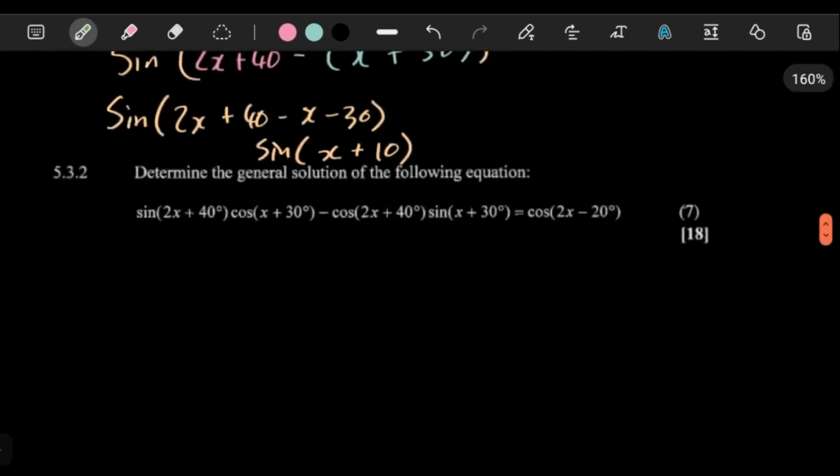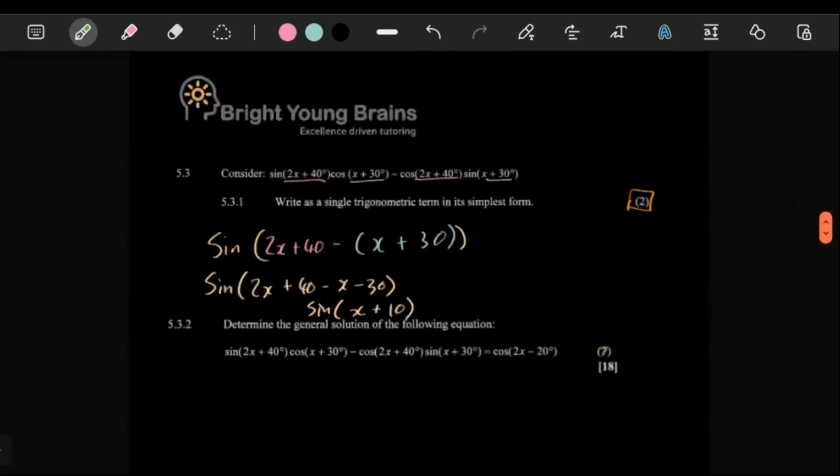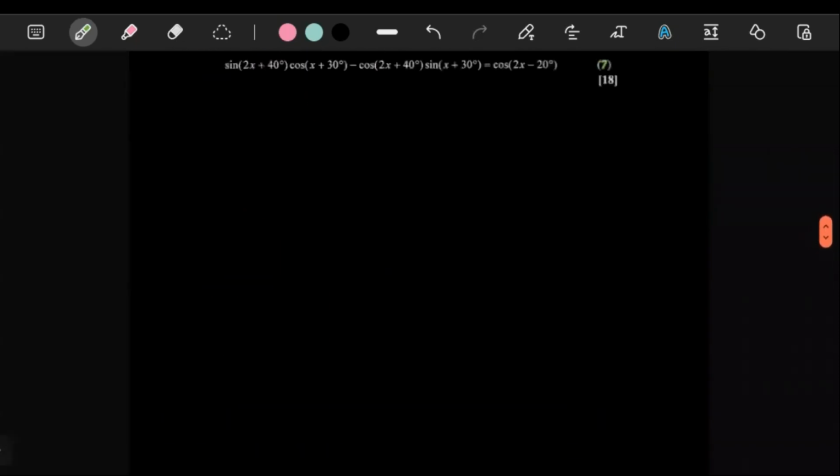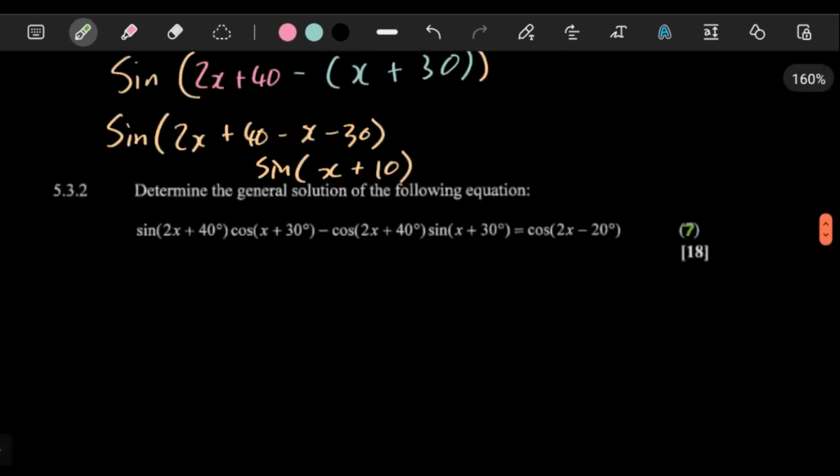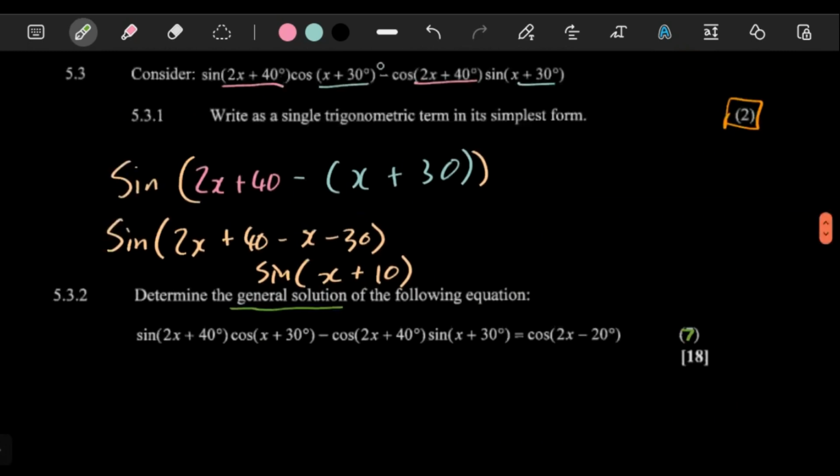But anyways, for 7 marks, I hope I gave myself space. It looks like I kind of did, but let's hope I don't write too big. They say we should prove the following. The left side that we're given is exactly the same as this, so you might as well just change it to sine of x plus 10. This is equal to cos 2x.